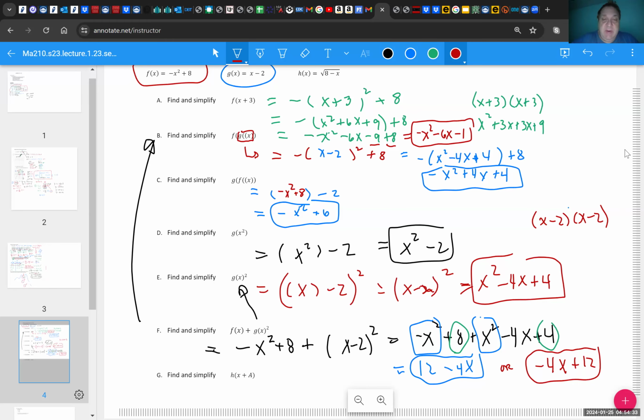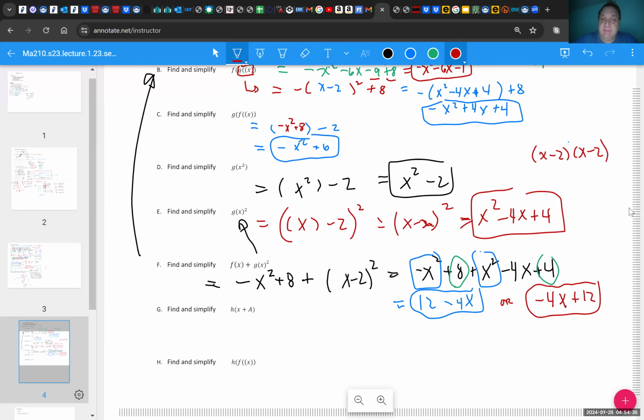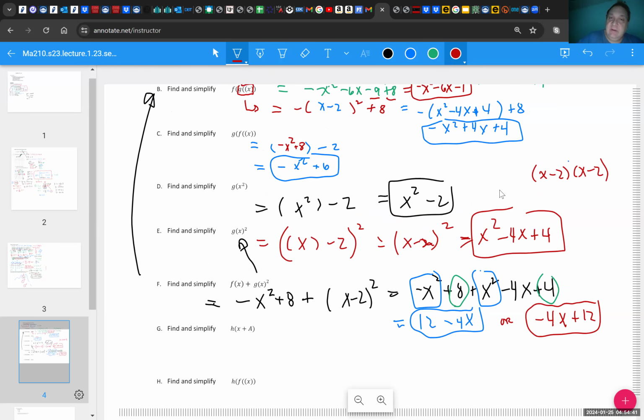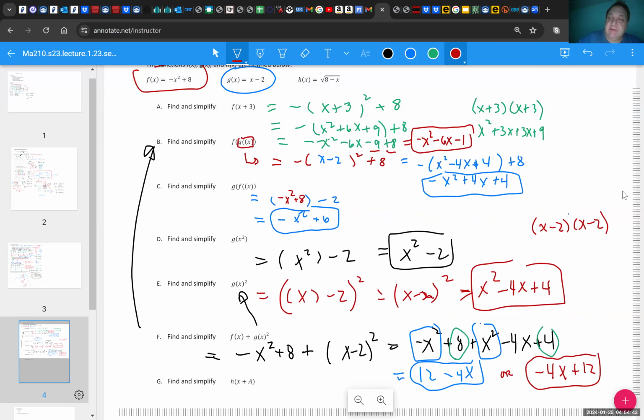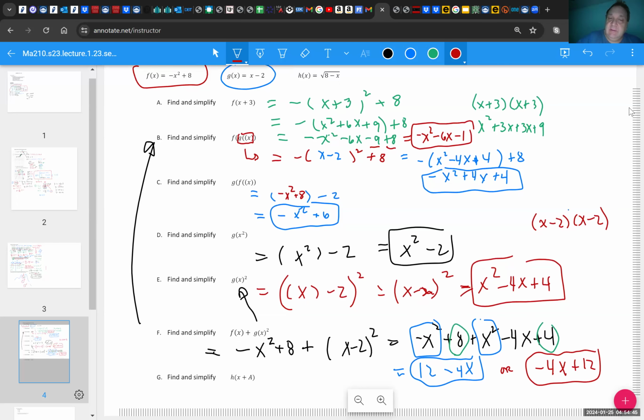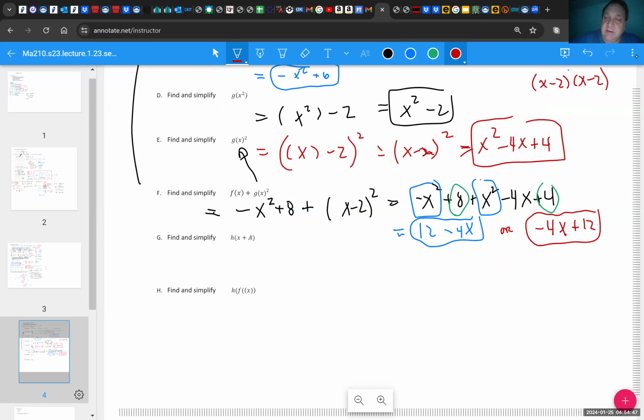All right. Now we have h of x plus 2. So I have to learn what the h function is. The h function is square root of 8 minus x. Maybe I'll just write that over here, just so I don't have to keep scrolling up and back to remind myself what the h of x is.